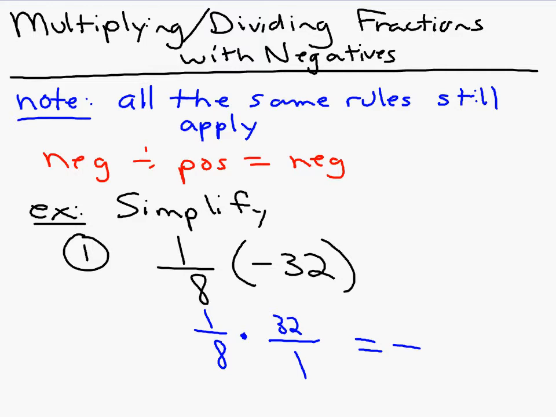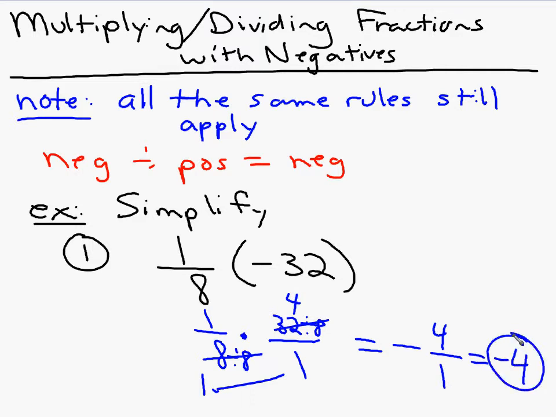All right? So now let's do our factoring. As I look at this 8 and this 32, don't they both have a common factor of 8? So 8 divided by 8 is 1. 32 divided by 8 is 4. 1 times 4 is 4. 1 times 1 is 1. My answer is negative 4 over 1, which is negative 4. Okay? Let's keep going here.